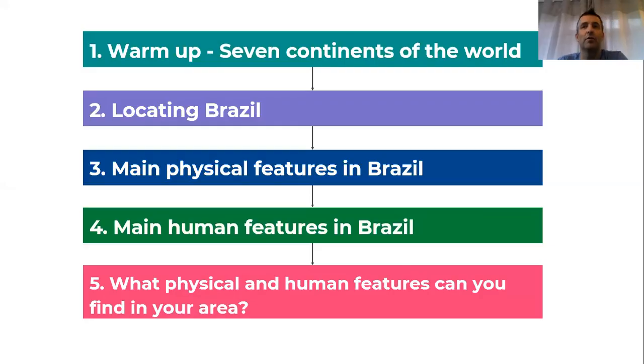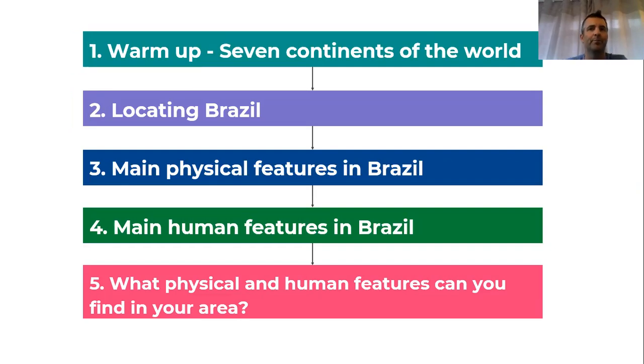So today we're going to be looking at where Brazil is in the world, and some of the different geographical features that we can also find in Brazil. The whole lesson is going to look a little bit like this. First of all, we're going to have a look at the 7 continents of the world and see if we can name them all. Then we're going to locate Brazil. We're going to find Brazil on our world map. And then we're going to be looking at the physical features and the human features we can find in the country of Brazil.